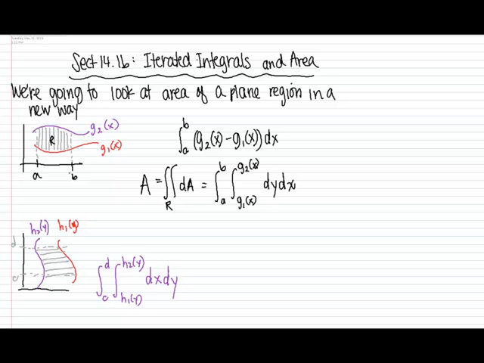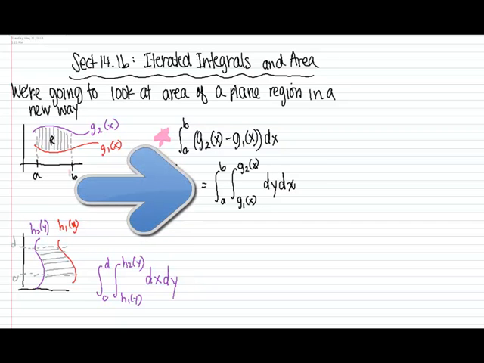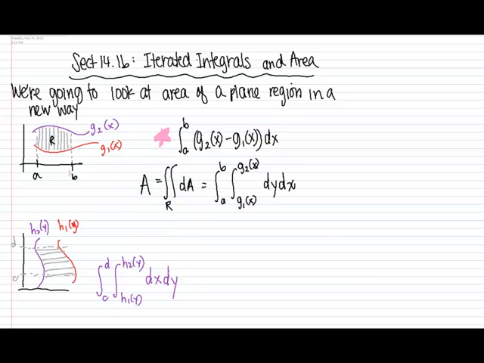From what you're used to before, we have this integral up here at the top, the integral from a to b of g sub 2 of x minus g sub 1 of x dx. Now we're going to look at the area using this iterated integral, and it's going to be called a double integral. Notice we're going to have the integral from a to b and another integral from g1 of x to g2 of x, and then we have dy dx.